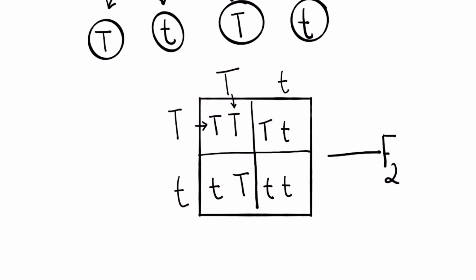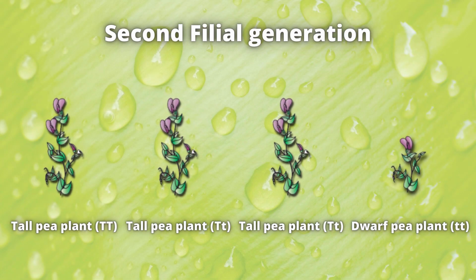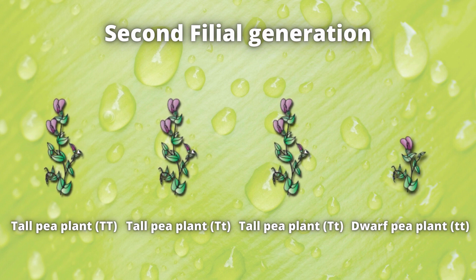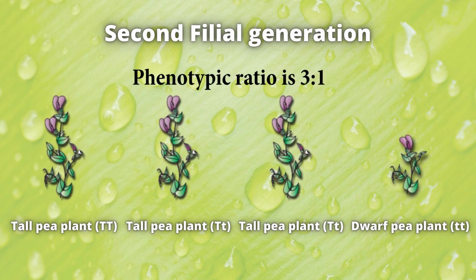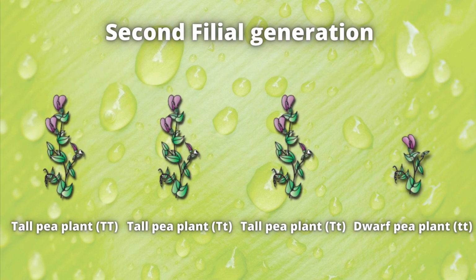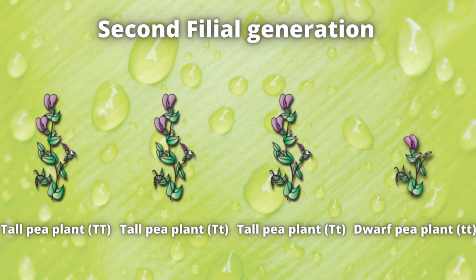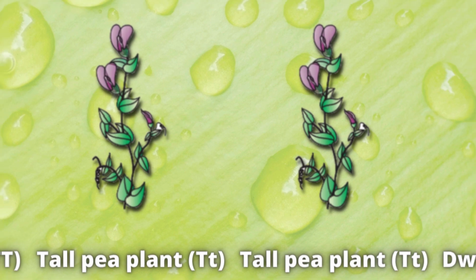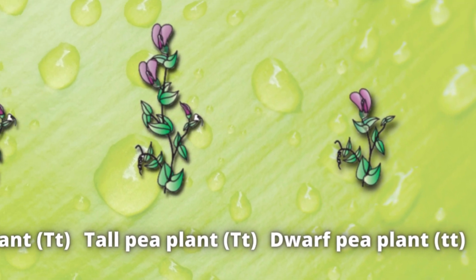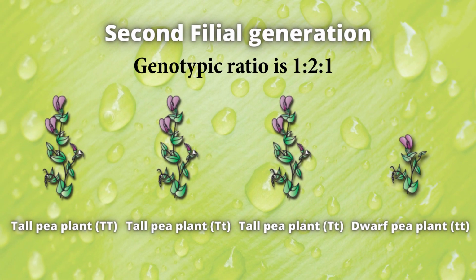So when we look at the physical appearance of these plants, 3 out of 4 plants are tall and 1 out of 4 plants is short. So that will be the phenotypic ratio, 3:1. But when we look at the genotypes of these plants, the first plant is homozygous dominant, 2 out of 4 plants are heterozygous dominant, and 1 out of 4 plants is homozygous recessive. So what do we have here? We have 1:2:1. So that will be your genotypic ratio.